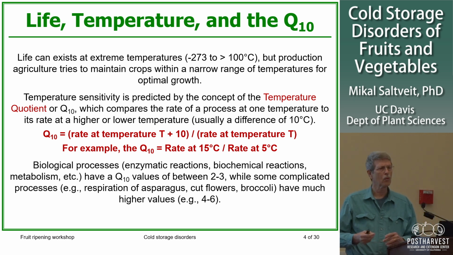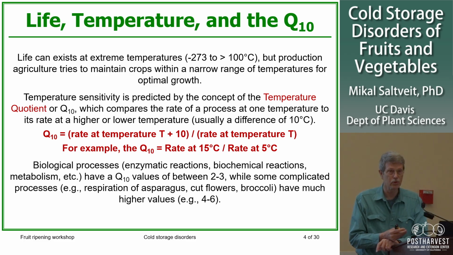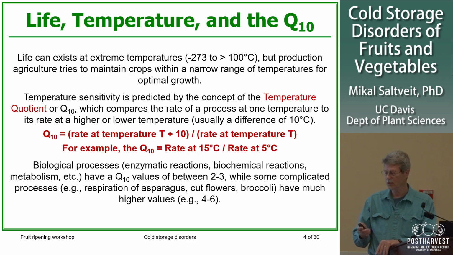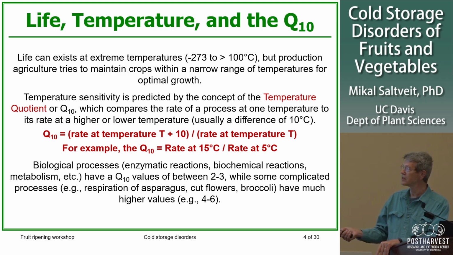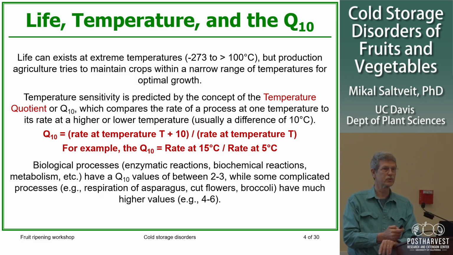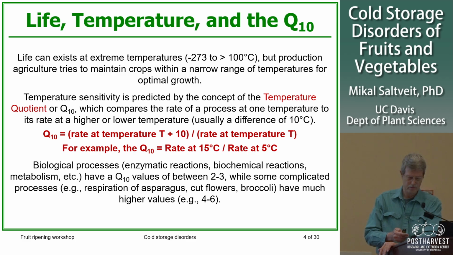What does that mean? Well, that means that a 10-degree rise in temperature, say for asparagus, will be a 6-fold increase in the rate of respiration. And as the previous slide showed, this 6-fold increase in respiration will result in 1/6 the shelf life. So these commodities are extremely sensitive to temperature fluctuations because of the very high Q10 values.